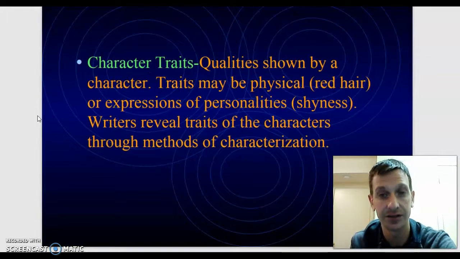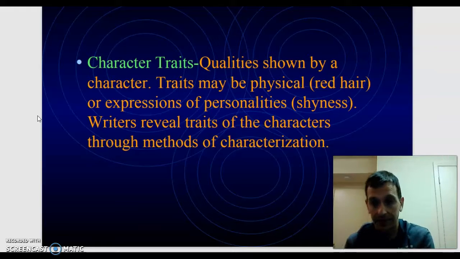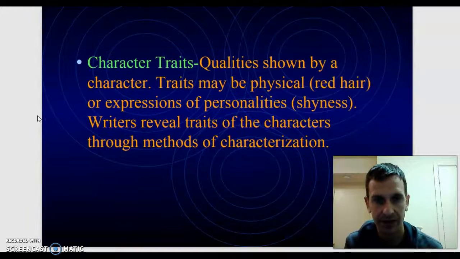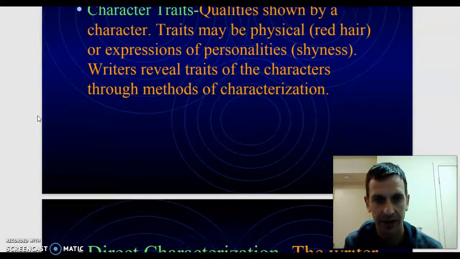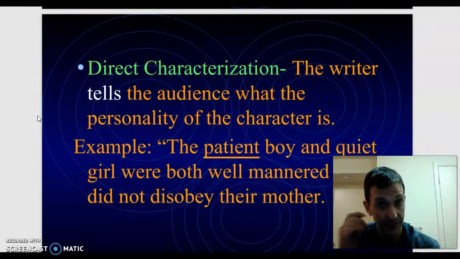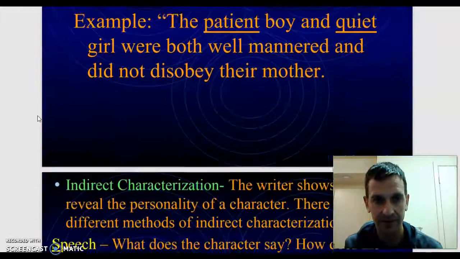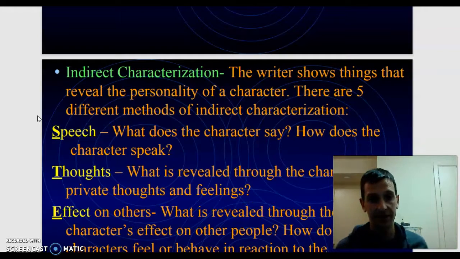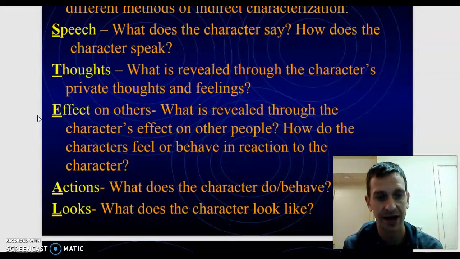Character traits. Oh yes, we did this a while back, right? We talked about character traits. I don't think we need to reiterate. A character trait is just what makes up a character. What they look like, how they act, what they see. Direct characterization. We talked about this with character traits, right? The writer tells exactly what the personality is like. Versus indirect, where the writer uses five different methods: speech, thoughts, effect, actions, and looks.